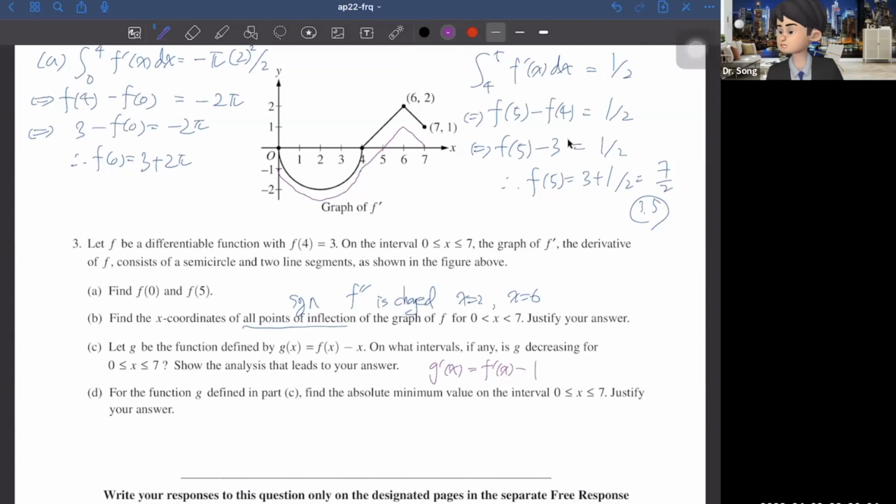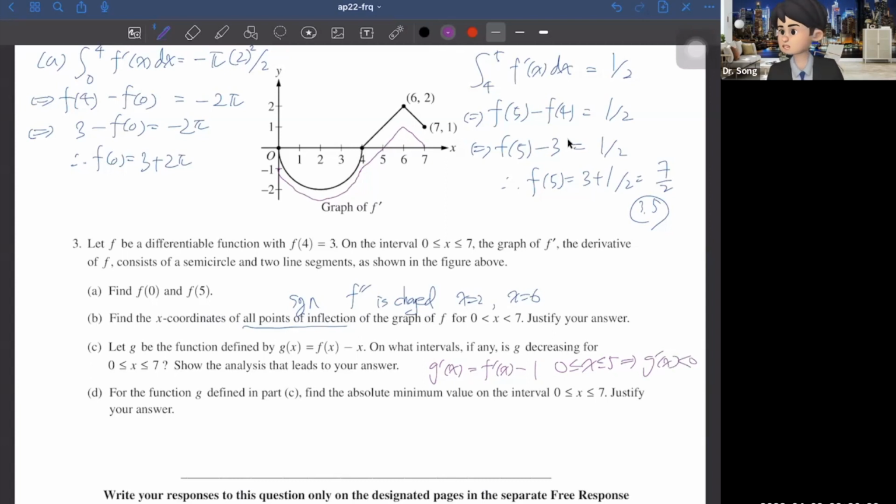G is decreasing when? Well, we just need to capture when G prime is negative. Well, I just found that here, between 0 and 5, G prime of x is below the x-axis. So that being said, when x is between 0 and 5, that means G prime of x is negative. So we just found the range, that is from 0 to 5.